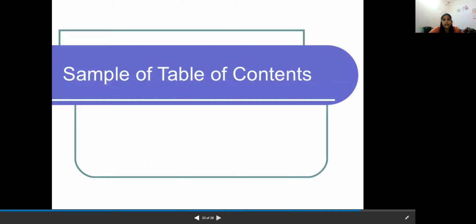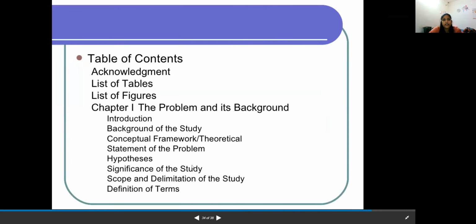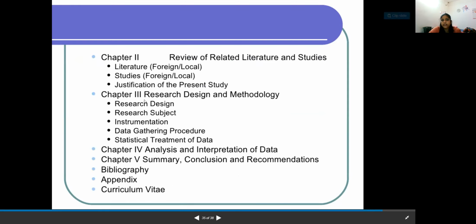Okay, and next is a sample of the table of contents. You can see the table of contents, acknowledgement, list of tables, list of figures, chapter 1, problem and its background, introduction, background of the study, conceptual framework, statement of problem, hypothesis, significance of the study, scope and delimitation of the study, and definition of terms. Then chapter 2, review of literature, chapter 3, research design and methodology, chapter 4, analysis and interpretation of data, chapter 5, summary, conclusion, recommendation, bibliography, appendix, and curriculum vitae.